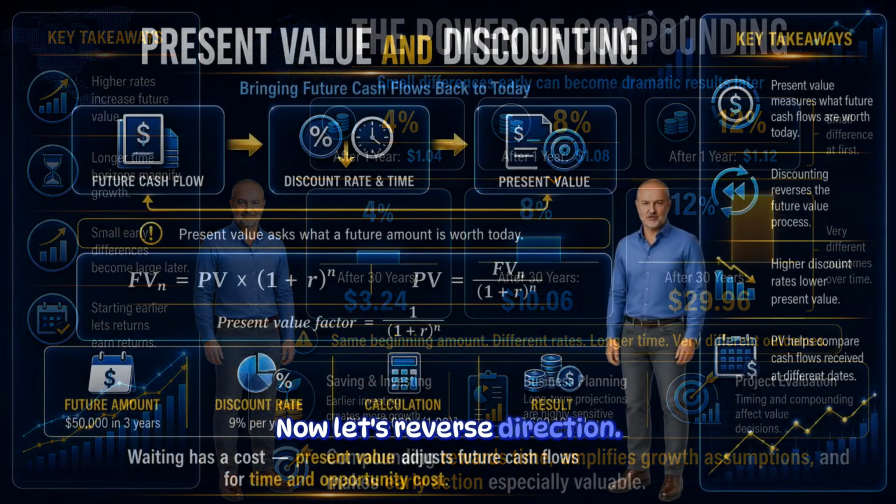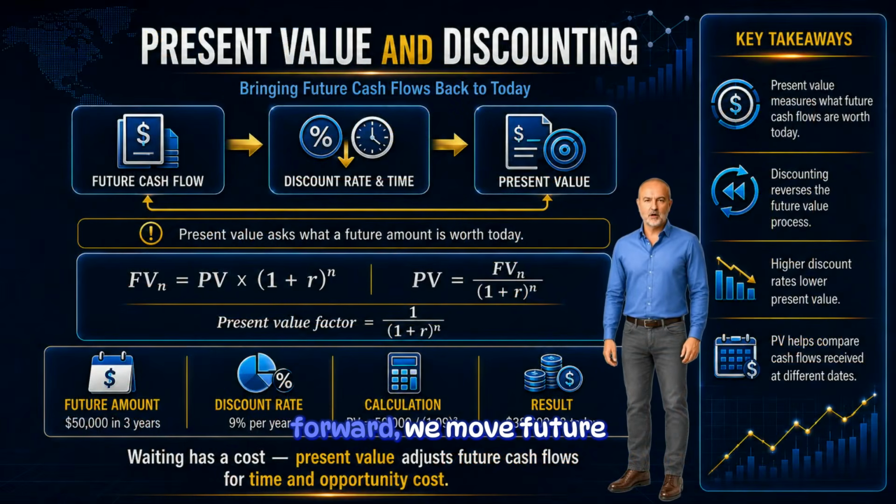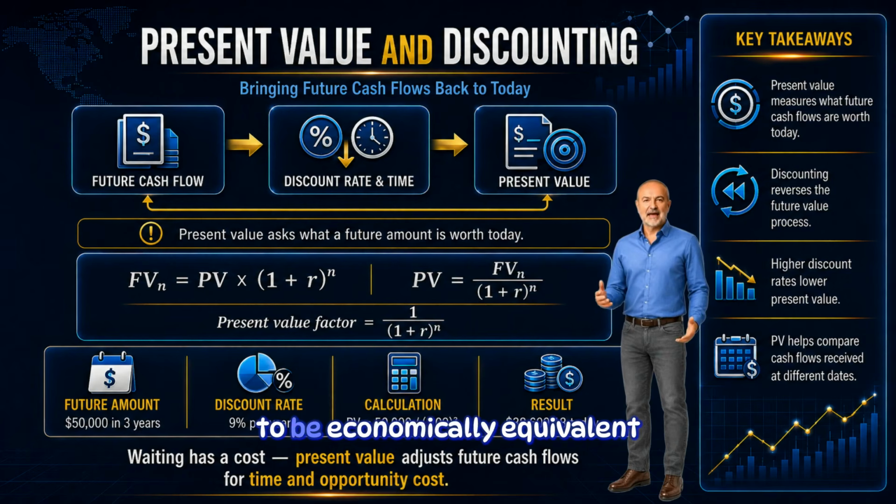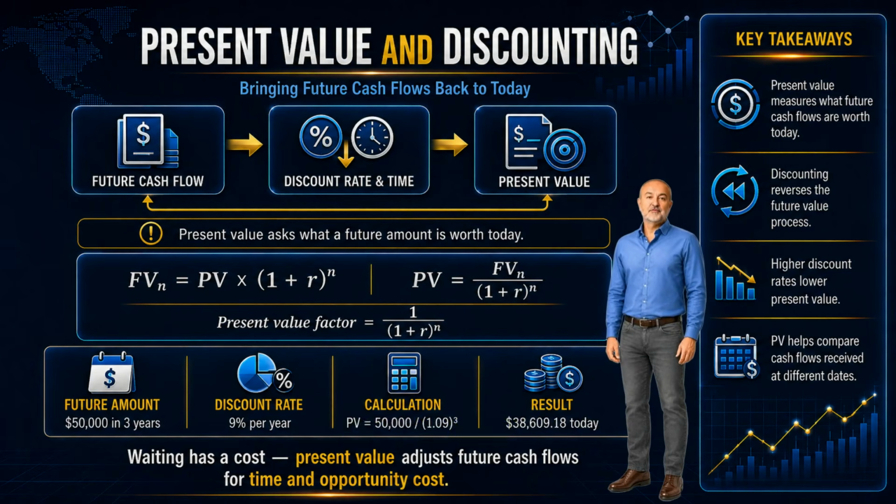Now let's reverse direction. Instead of moving money forward, we move future money backward to today. This is present value. Present value measures what a future cash flow is worth today. It asks, how much would we need today to be economically equivalent to receiving a certain amount in the future? We start with the future value formula. FVN equals PV times (1 plus R) to the power n. Then we rearrange it to solve for present value. PV equals FVN divided by (1 plus R) to the power n.